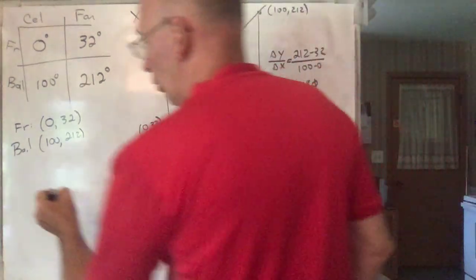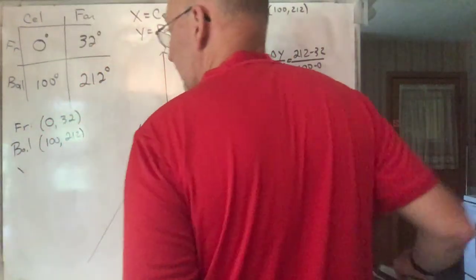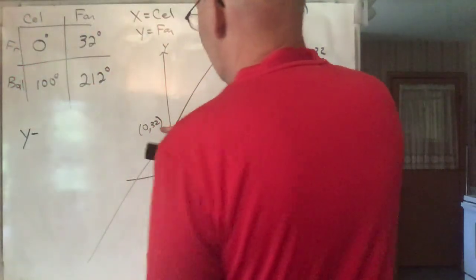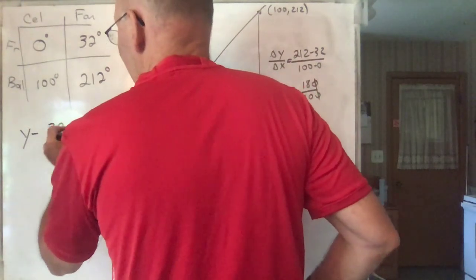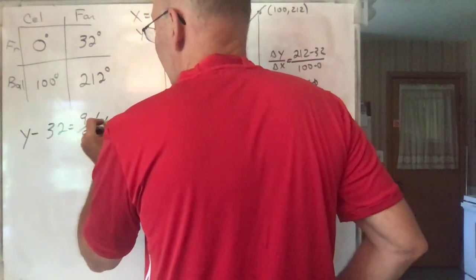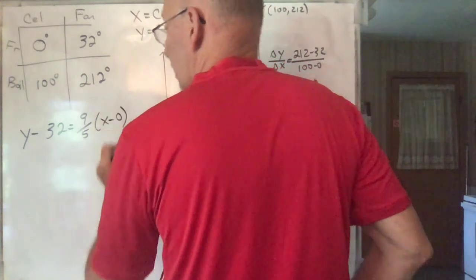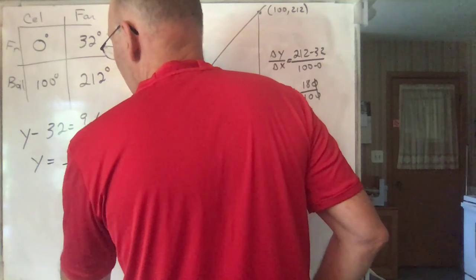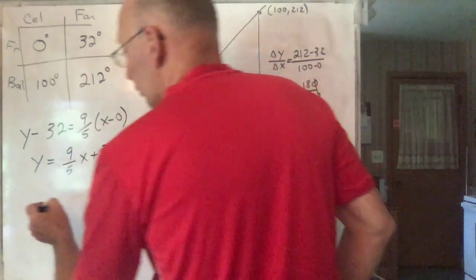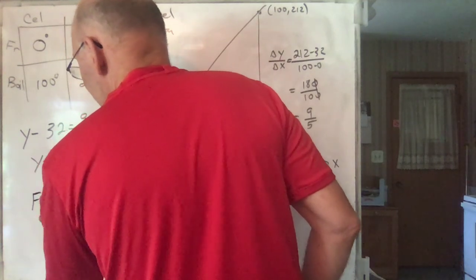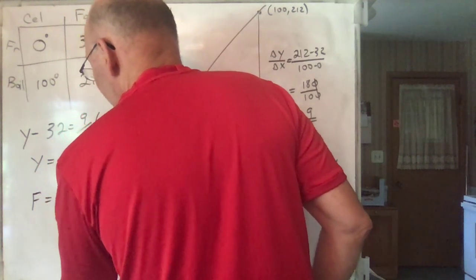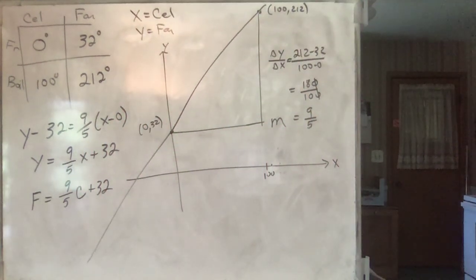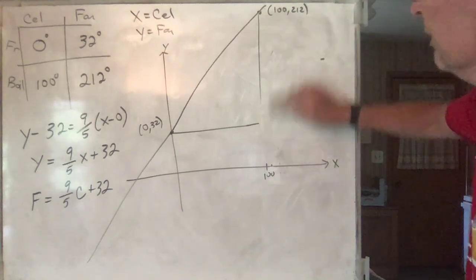Okay, now that you have your slope, you can write the equation. Let's kind of compress things here. Y minus 32 is equal to 9/5 times x minus 0. If you solve it for y, you're going to get y is equal to 9/5 x plus 32. Or if you write it in terms of Fahrenheit and centigrade, you get the Fahrenheit reading is 9/5 the centigrade reading plus 32. Okay? So kind of cool.